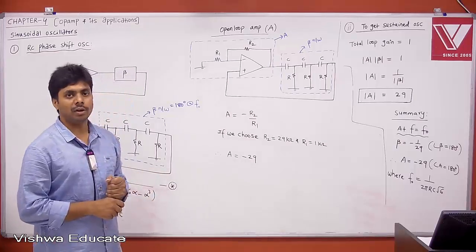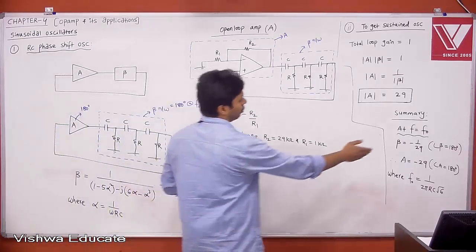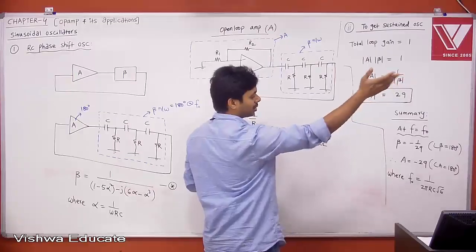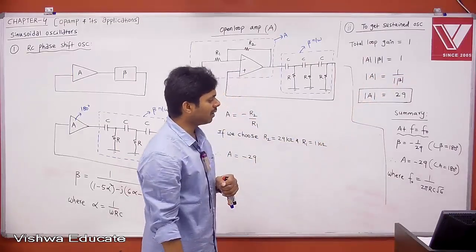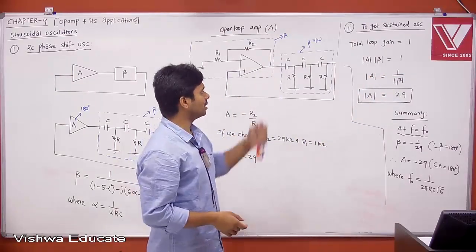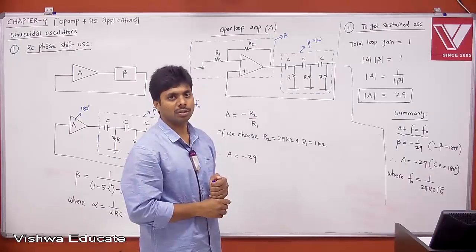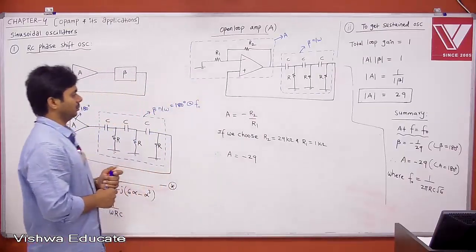Let us say you want 1 kHz. If you want 1 kHz, then 1 by 2 pi RC root 6 is equal to 1 kHz. Take some R value, then find C. You try to put that C here, then you will get the resonant frequency. Okay, that's fine.